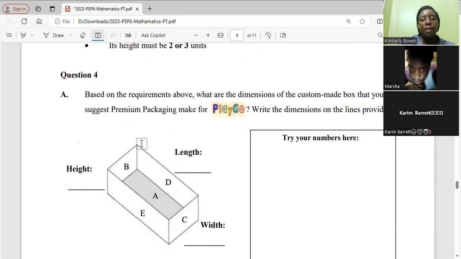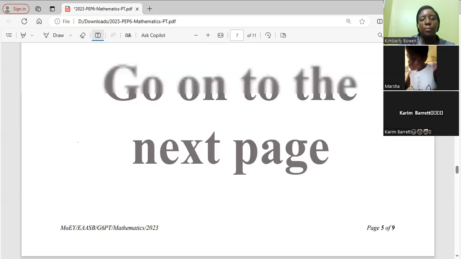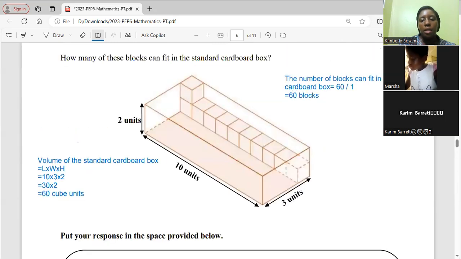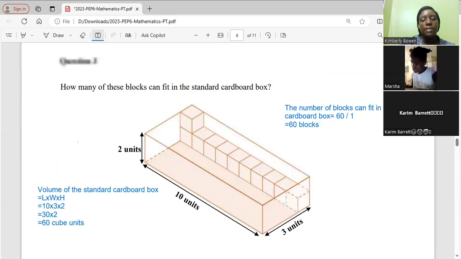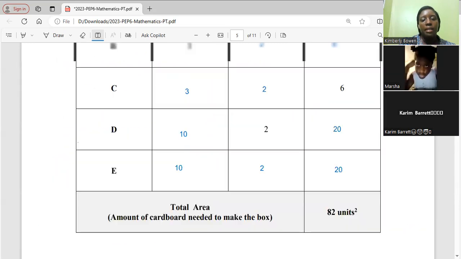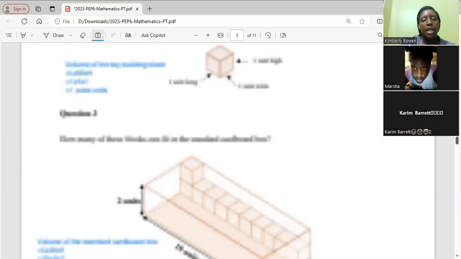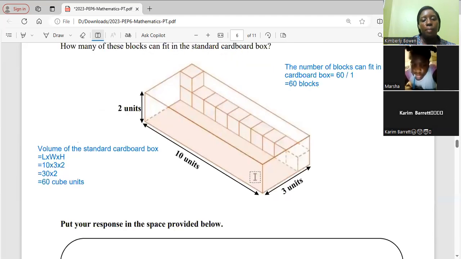So for question 4, based on the requirements above, what are the dimensions of the custom-made box that you suggest Premium Packaging make for Playgo? Write the dimensions on the lines provided. So if we look back at the standard box, let me scroll up, it can hold 60 blocks, right? And if you look back at the dimensions, we're seeing the dimensions here. It was 10 by 2 by 3.